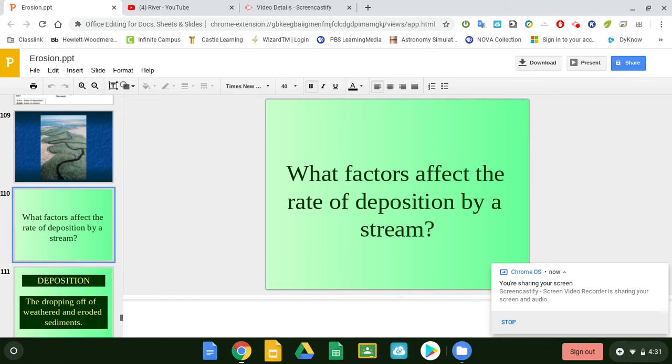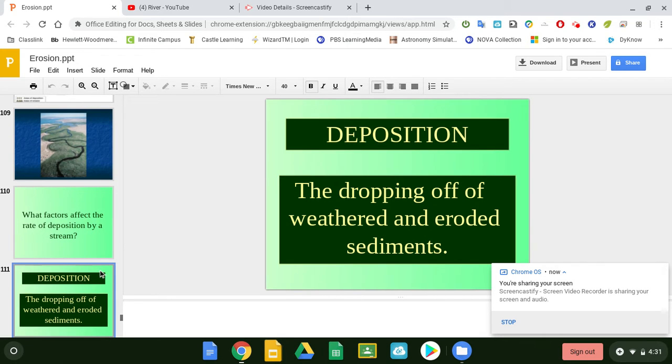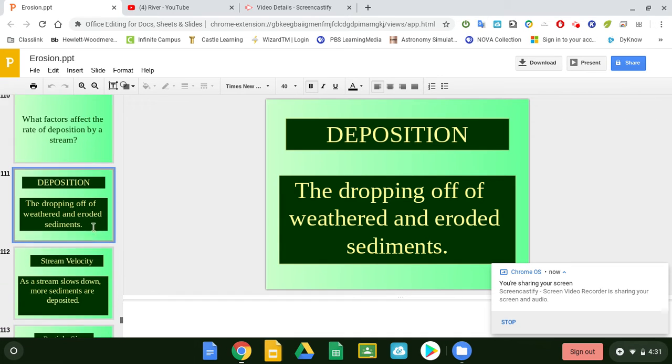In the last section of this huge PowerPoint, we're going to talk about stream deposition. We talked about deposition from a glacier and how that deposition is unsorted. Now we're going to talk about stream deposition, or deposition in water. So deposition is the dropping off of weathered or eroded sediment.